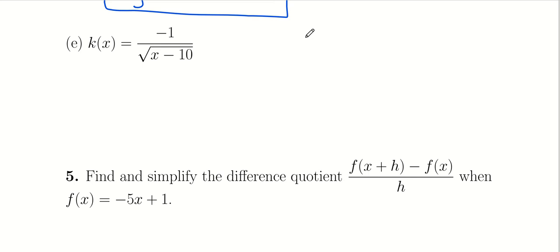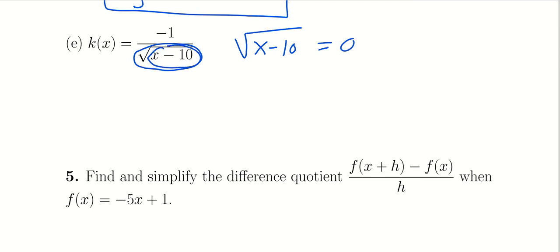We have one more. We have the function k of x. Notice that there's two things that are going on with k. First of all, we do have a denominator with a variable x in it. So one restriction is we cannot let that denominator be equal to 0. The second thing that we have going on here is we have an even root. So we also require for the part on the inside to be greater than or equal to 0.